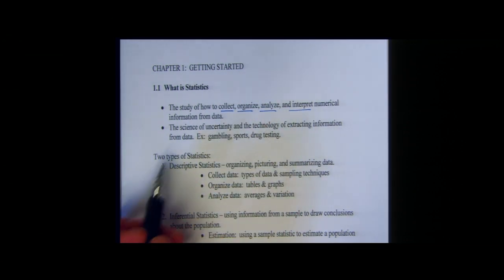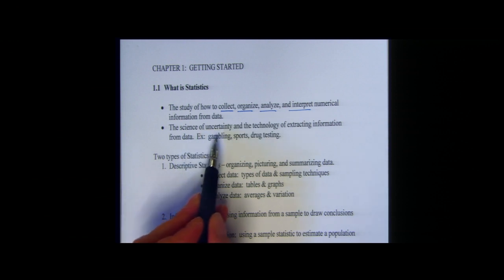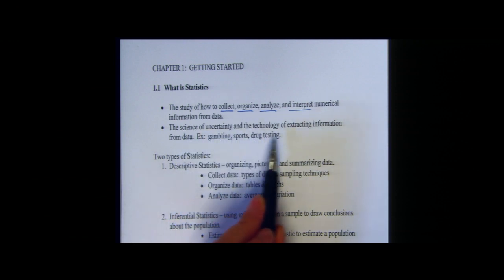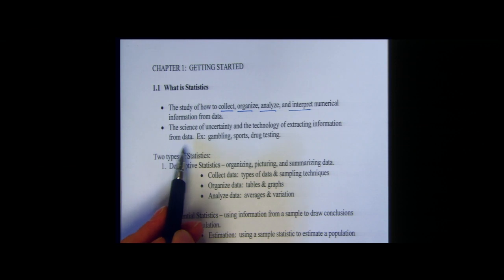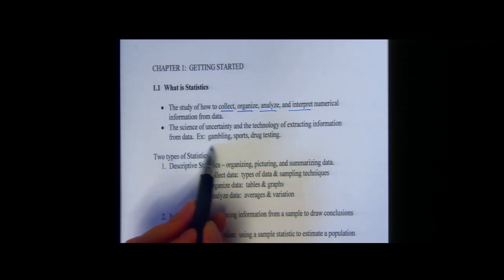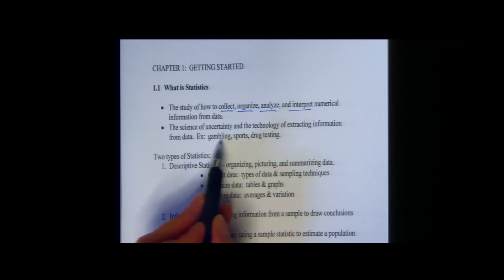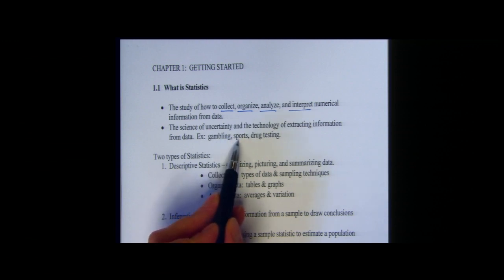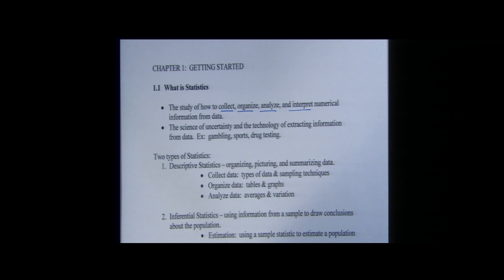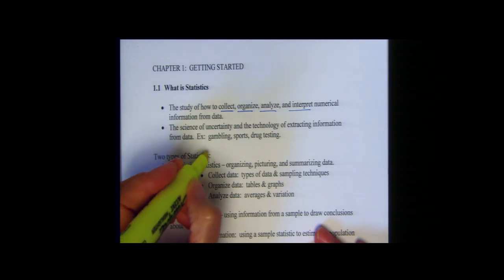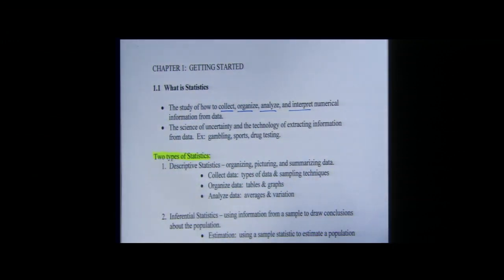Statistics is also used as a science of uncertainty and the technology of extracting information from data. Some good examples are gambling, sports, and of course gambling and sports a lot of times goes hand in hand, and then drug testing. There are two types of statistics that you need to be familiar with.